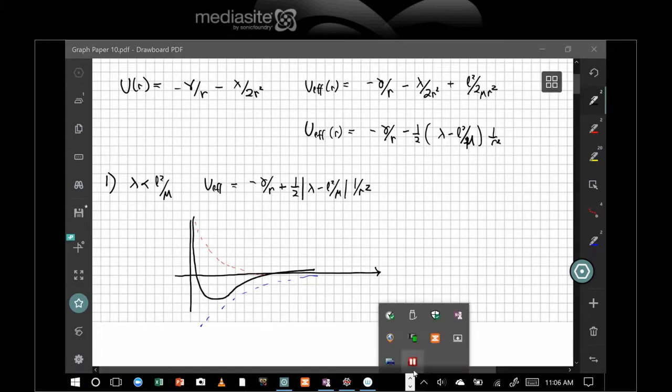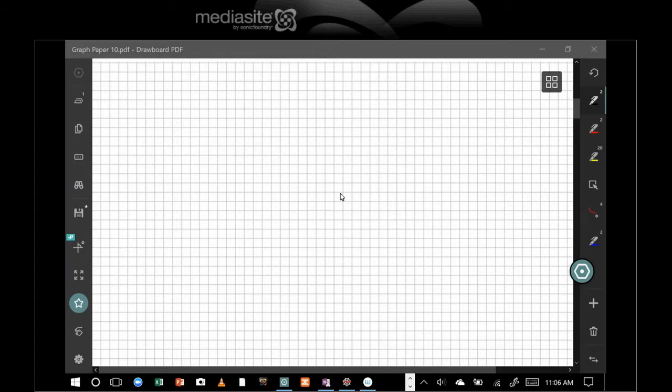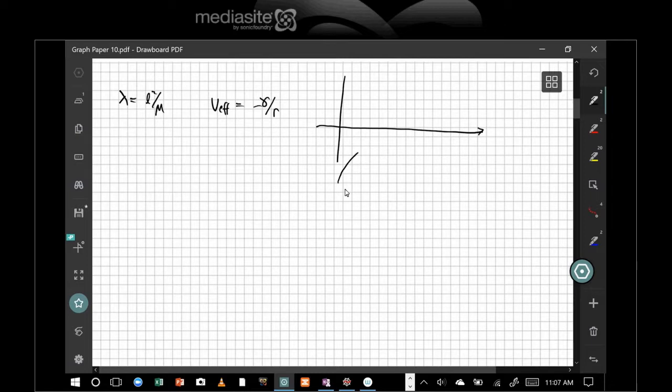Now we have two other cases. Let's go to the next slide for that. The next case is where I'm going to set lambda equal to that thing there. In that case, the u effective, the 1 over r squared term goes away, and I just get gamma minus gamma over r. If I were to sketch that potential, it just looks like this, and there is no bound potential.